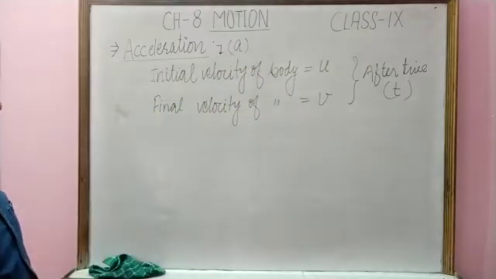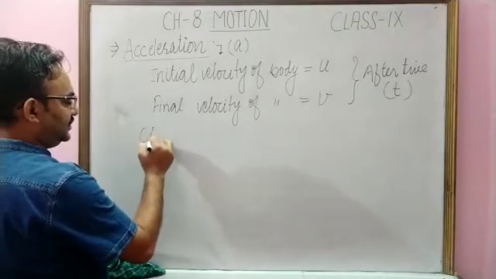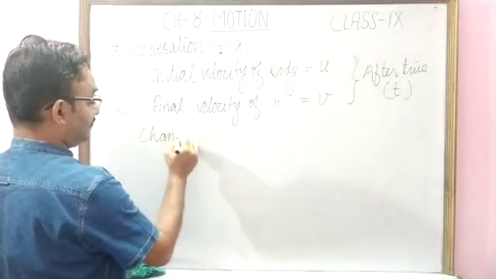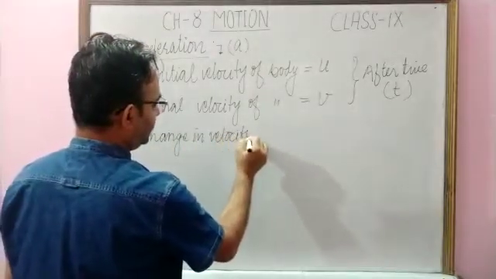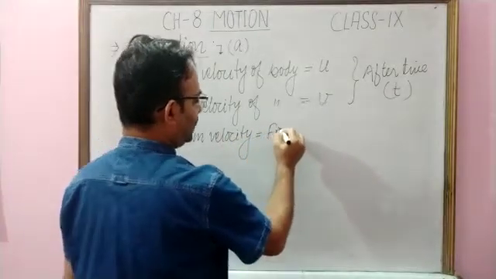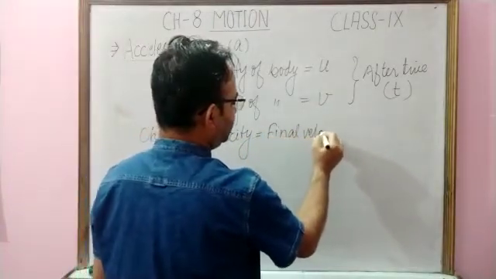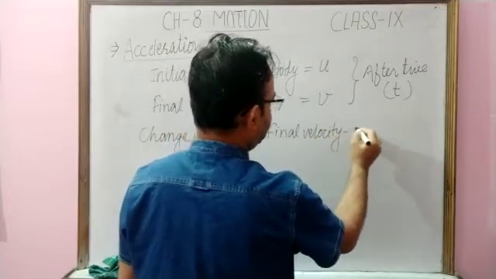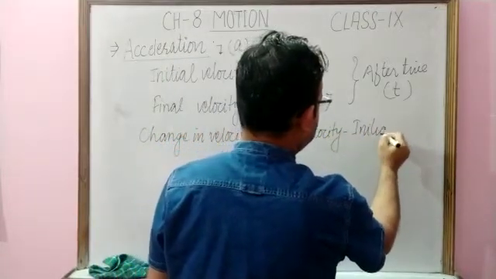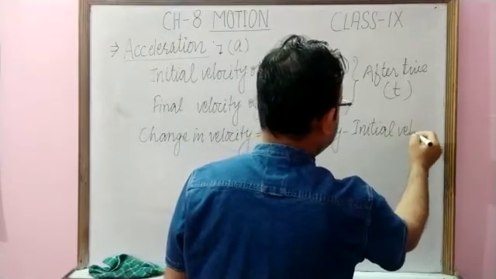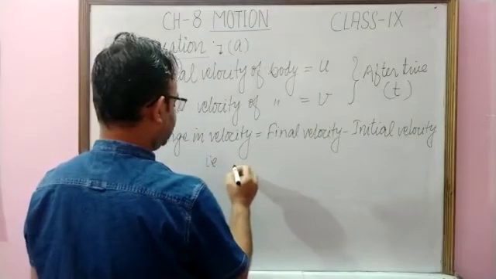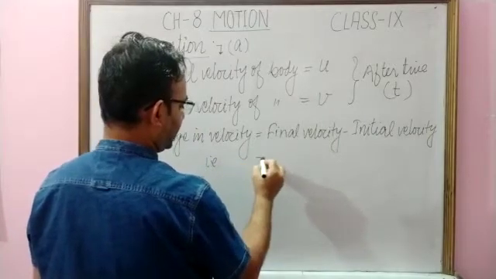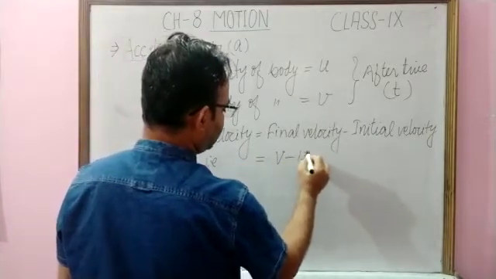acquires its final velocity v, then the change in velocity is final velocity minus initial velocity, that is v minus u.